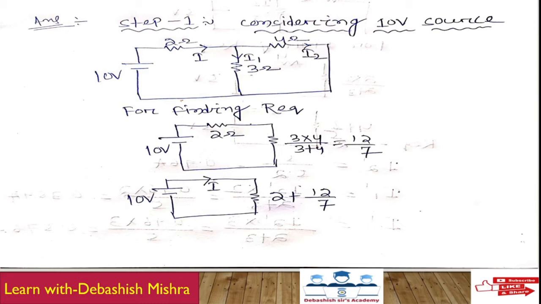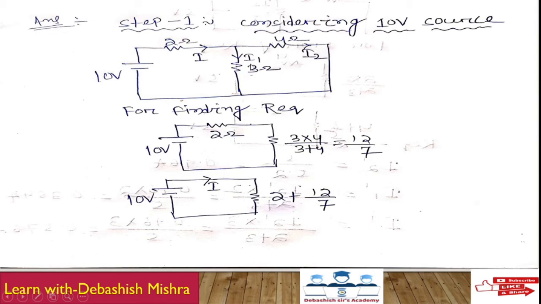So in step 1, considering the 10 volt source. When we consider the 10 volt source, the 5 volt source will be short circuited and the currents will be I, I1 and I2. So for finding I, we have to find the R equivalent. So what will be the R equivalent?